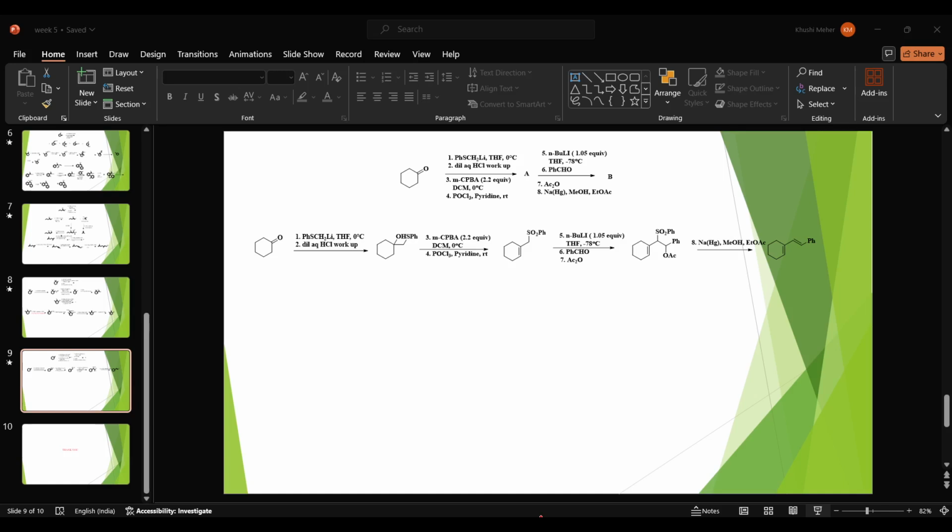But most of the time, people get the boronic acid as the final product after workup, and use it directly in the next reaction without any further purification. And after that, what we'll do is the coupling.